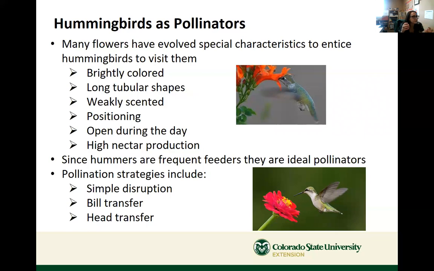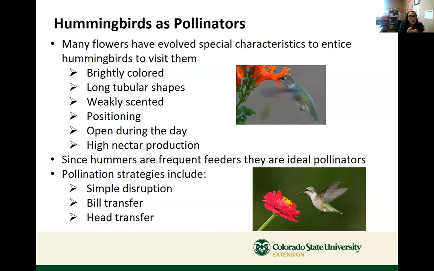So they're drinking nectar and they just kind of bump the flower around, cause pollen to fall, and that's how they pollinate. It could be bill transfer. So in the bottom picture, this hummingbird might get some pollen on its bill and then go to another flower and pollinate that way. And in the top picture, this is an example of head transfer.